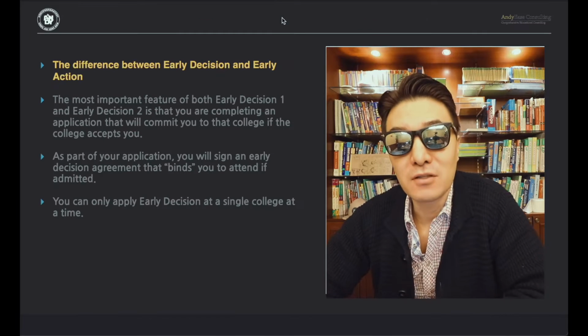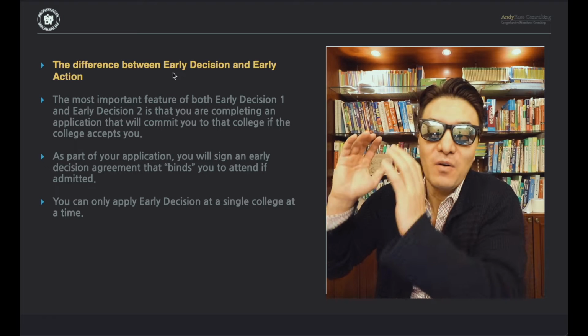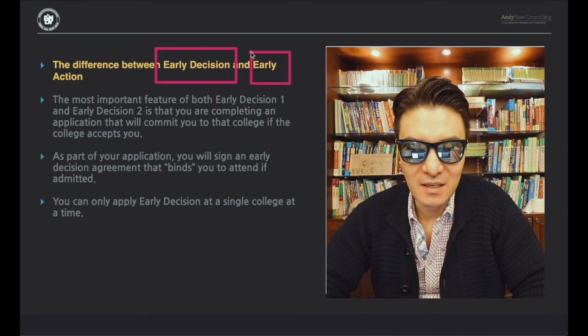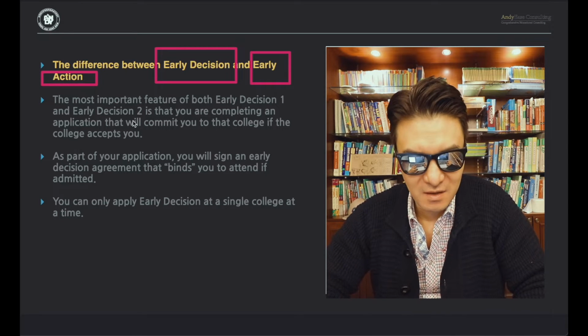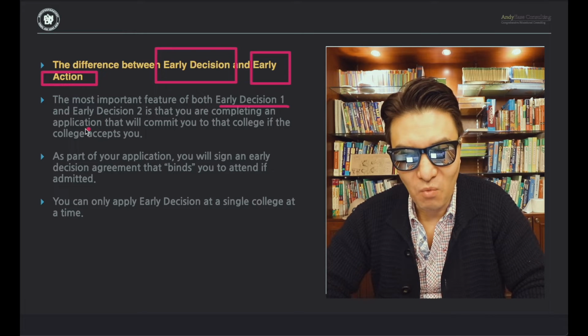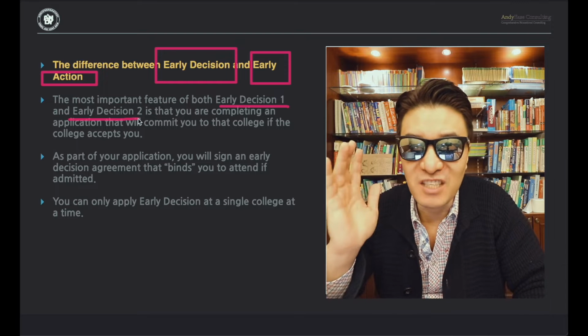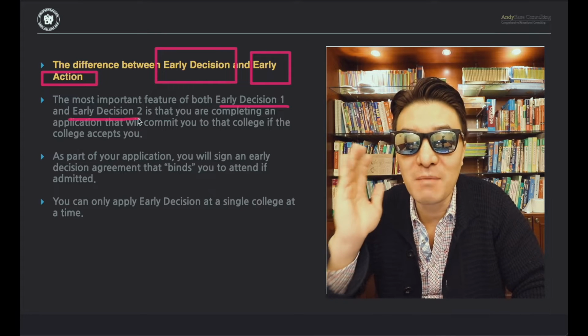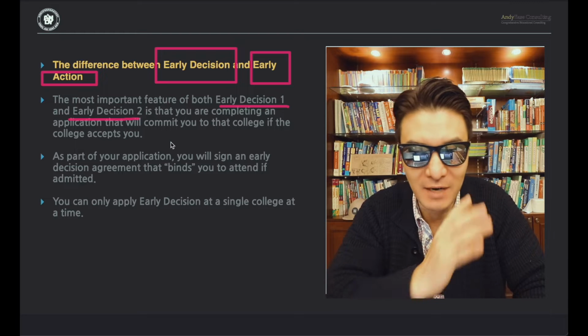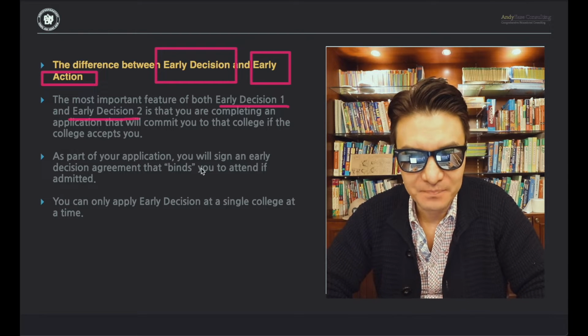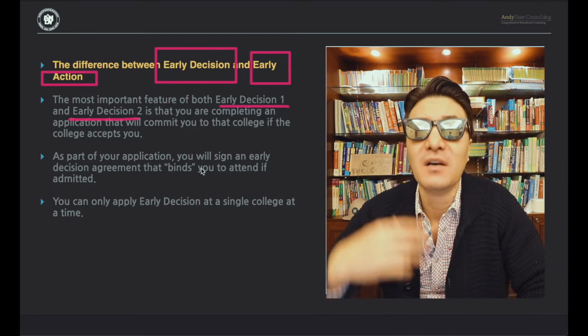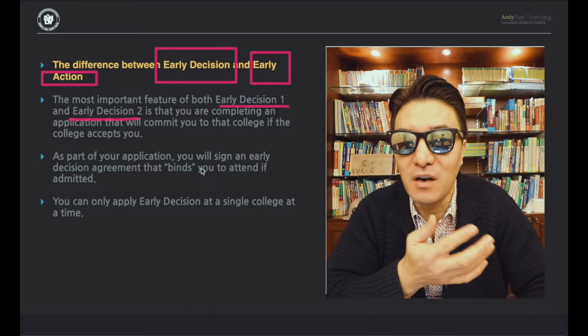So here we go. What is the difference between ED1 and ED2, right? Let's get into it. The difference between early decision and early action, let's talk about that first. Now, ED and EA, right? There's ED1 and ED2. Doesn't matter if it's the ED1 round or ED2 round, they're all decisions. You have to understand the difference between the term decision and the term action. If it's an action, it's not binding. In other words, you can go to that college or you can decide not to go and go somewhere else.